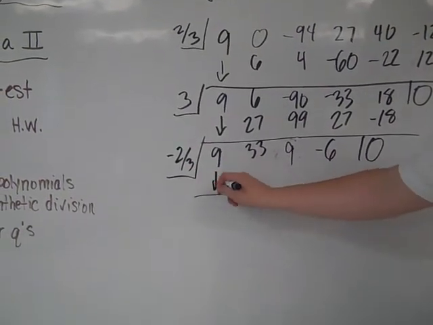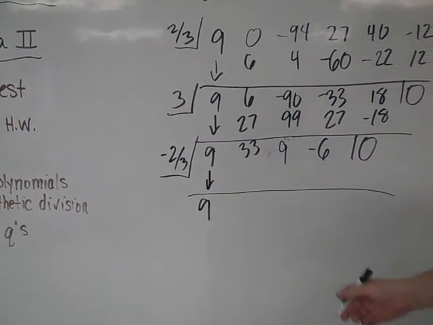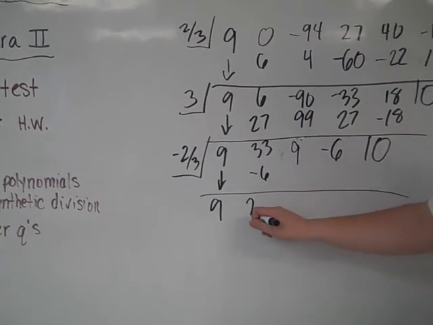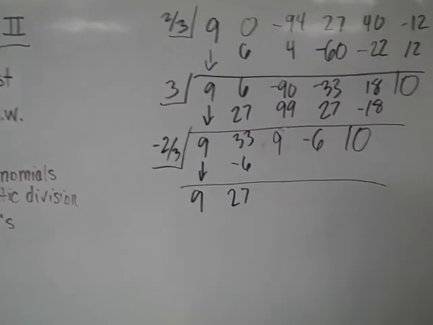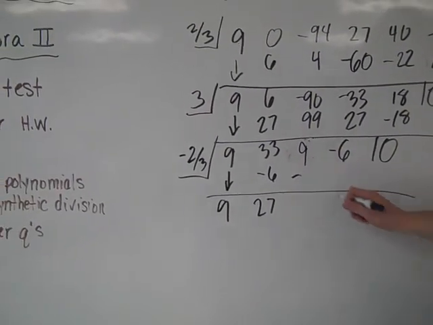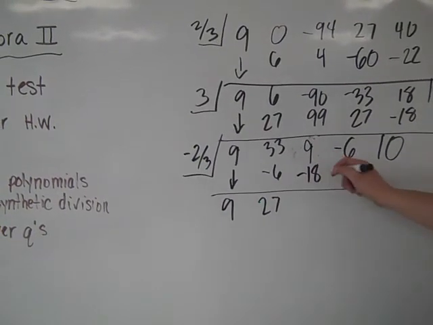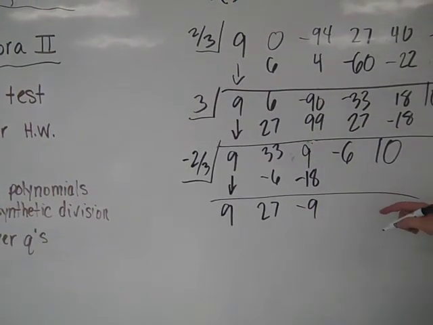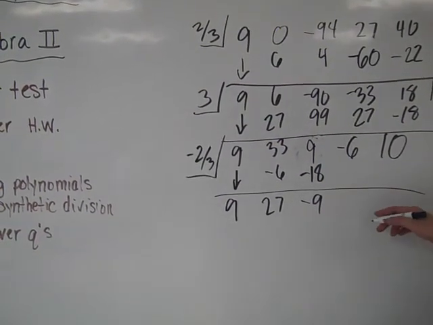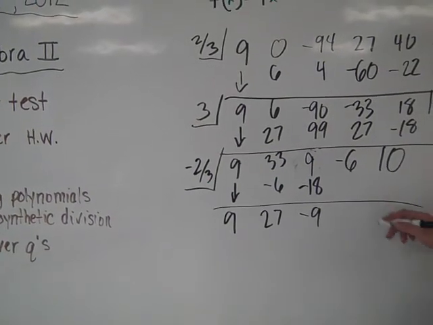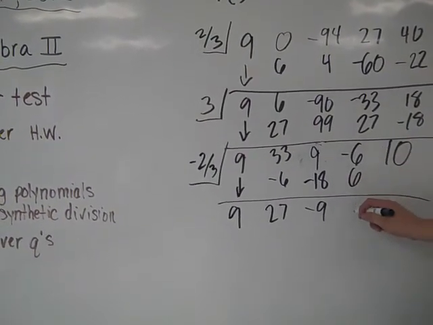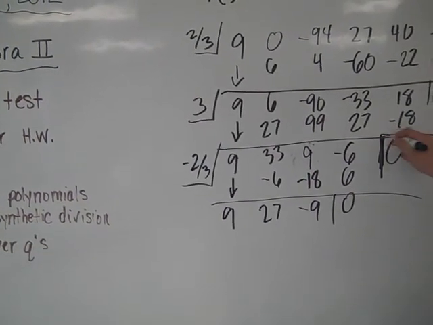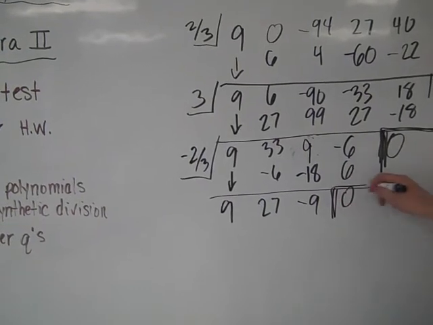Break down my 9. Negative 2/3 times 9 is going to be negative 6. When I add this, I'm going to get 27. Negative 2/3 times 27 is going to be negative 18. When I add these, I'm going to get negative 9. Negative 2/3 times negative 9 is going to be, is it 6? Yes, 6, so I get 0. So it does indeed work. And that's my remainder from the previous problem, not a 10. So I have a 0 for remainder.